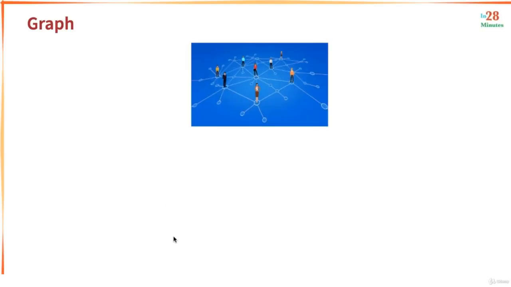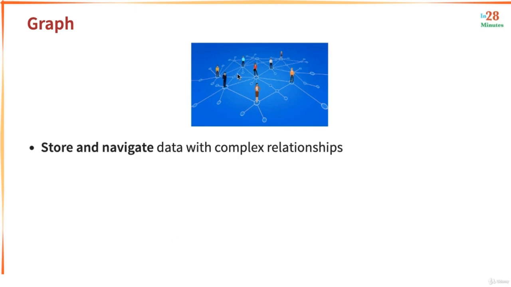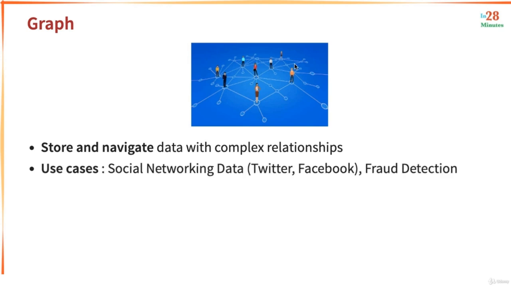Welcome back. In this step, let's look at graph databases. This would be a very, very quick step. Graph database would help you to store and navigate data with complex relationships. Typical use cases are social networking data. For example, Twitter, Facebook, or fraud detection. What do you want to do? In fraud detection, for example, you want to connect multiple transactions and identify a fraud.